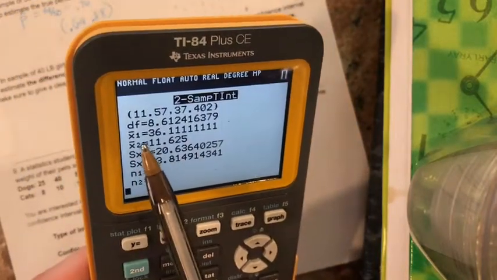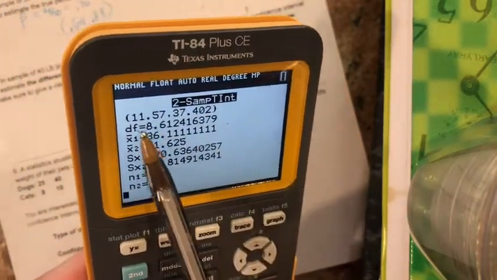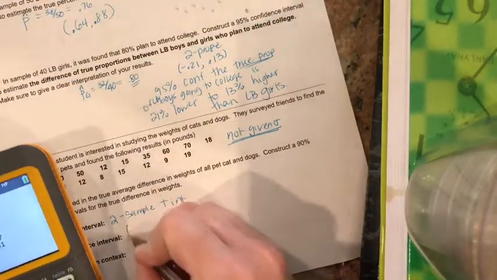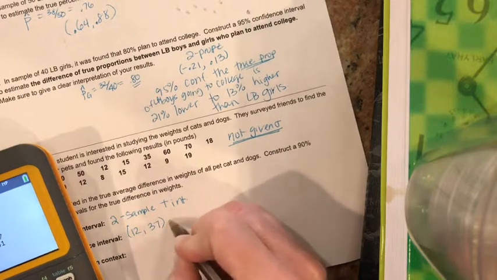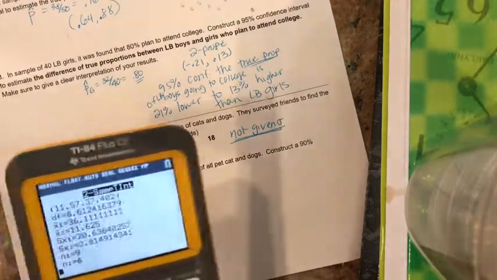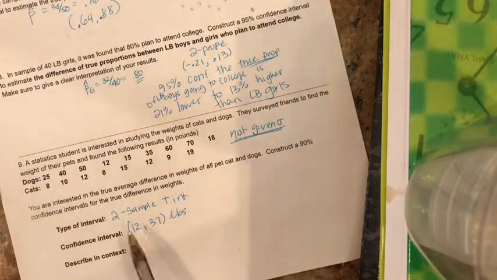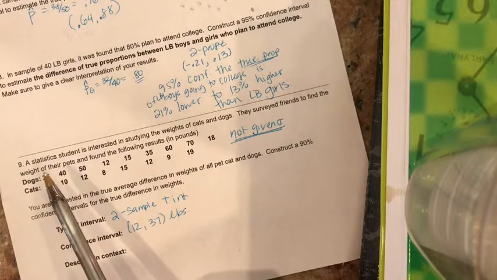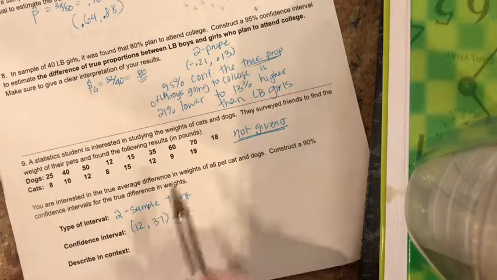Since these numbers are so far apart, I'm just going to round these to whole numbers. So 12 and 37. And remember, our unit is pounds. To describe this in context, this is kind of nice because they're both positive. So when we start a sentence, we're going to start with dogs because that's what we put in first. And we're going to talk about the true mean.